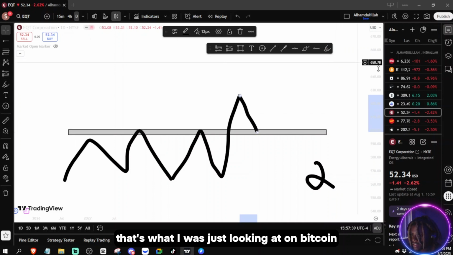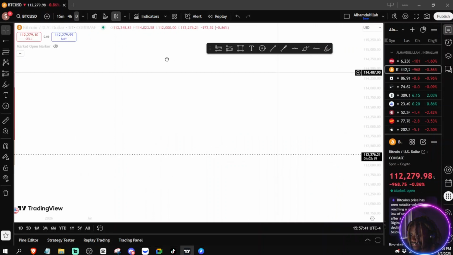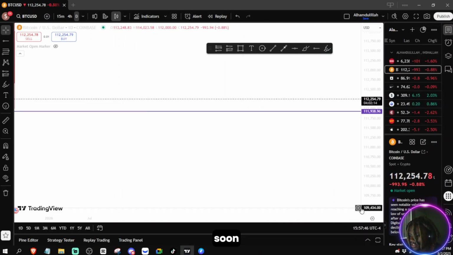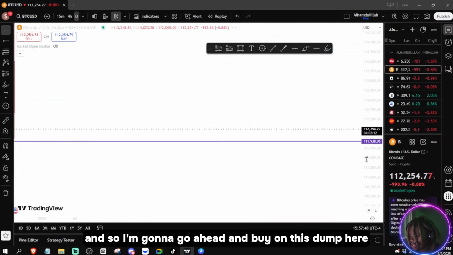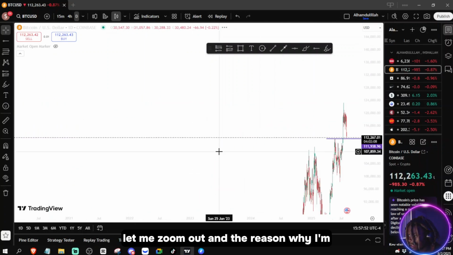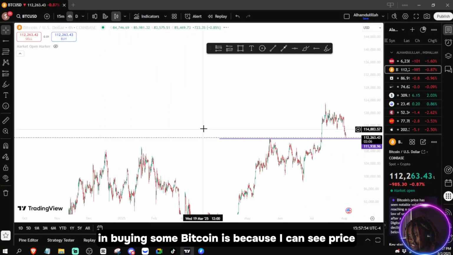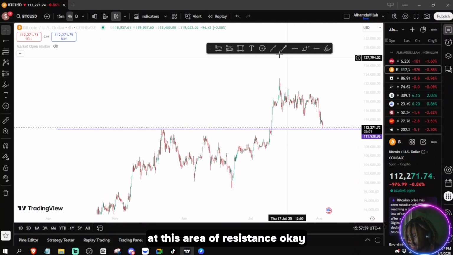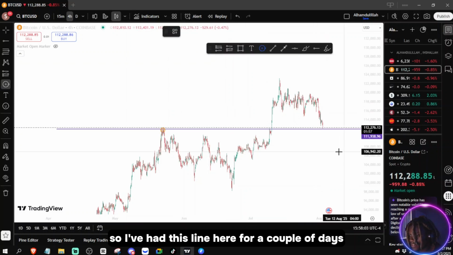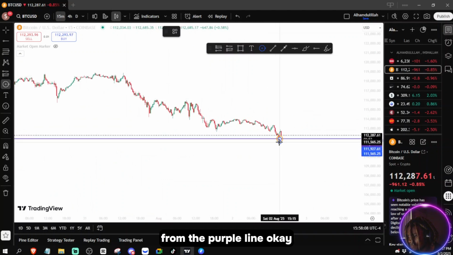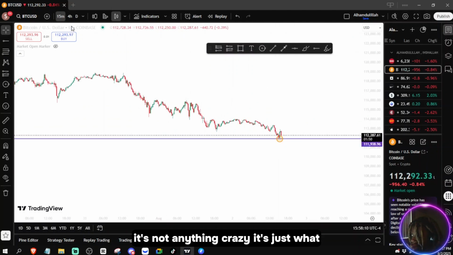And as we can see, that's what I was just looking at on Bitcoin. I'm about to go ahead and buy some Bitcoin here soon. Inshallah, I'm going to buy on this dump here. Let me zoom out. The reason I'm interested in buying some Bitcoin is because I can see price showing me a little bounce here at this area of resistance. I've had this line here for a couple of days, and I knew I was going to see at least some type of bouncing in price action from the purple line. It's not anything crazy.